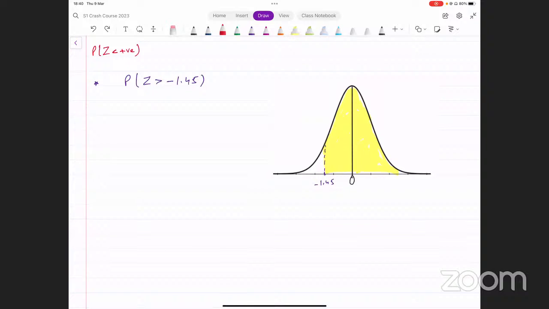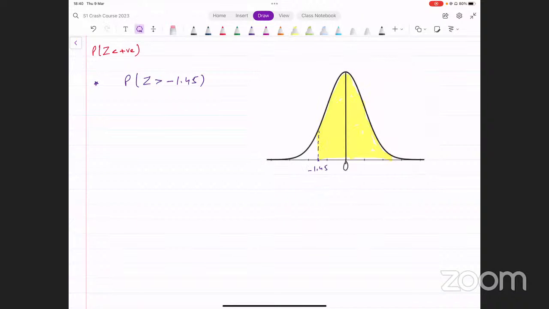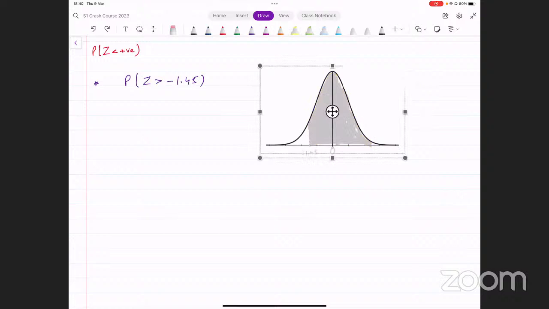Now, how do you find this area from the table? What we can do is use the symmetry of the curve, which we do very often when you have a negative number in this place. What we do is we actually flip this curve. So this is what the original curve looks like, right? So this is the original data that we're looking for.